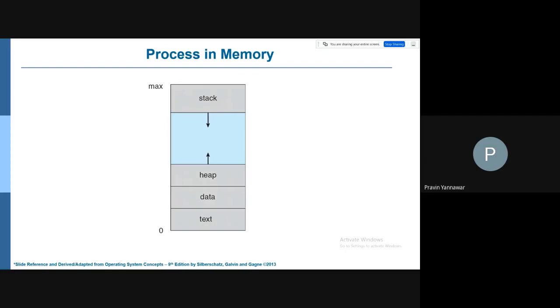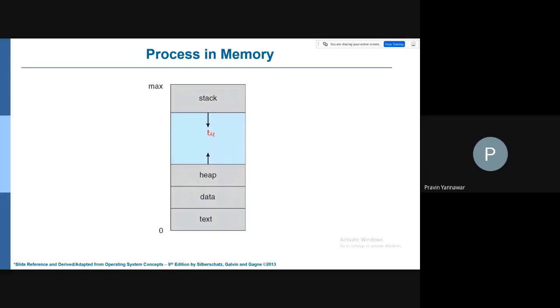Whenever the process is in memory, there are certain data structures that I have already told you about. When the process is in memory, it requires a stack, heap, data, text, and registers. These are the important aspects with respect to the process. So every process has stack, registers, heap, and data.